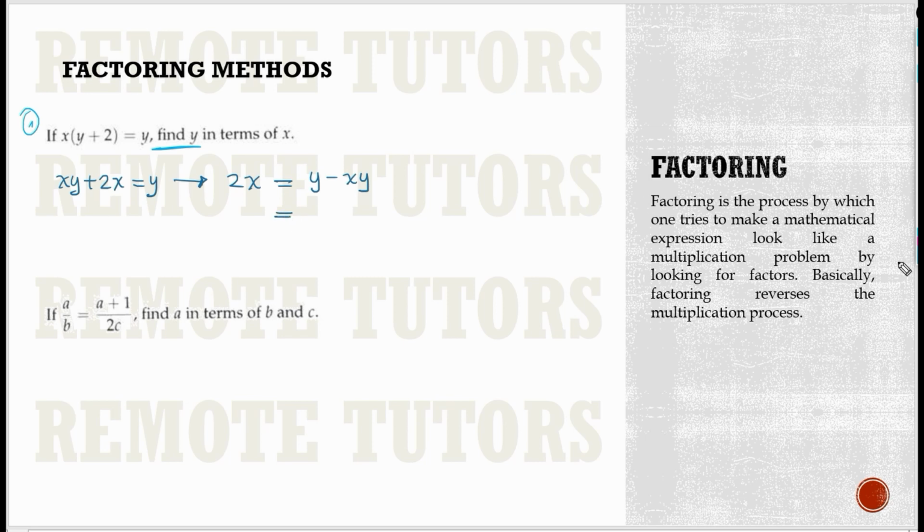Next, we will apply factoring. y is the common factor, and then times 1 minus x equals 2x. So finally, the value of variable y is given by 2x divided by 1 minus x. You can see.